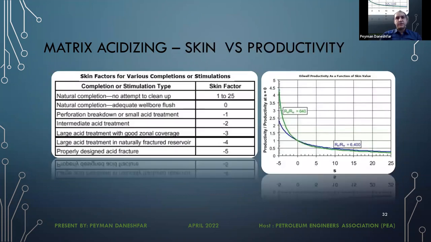As you can see here, it's a table. This is a natural completion. The skin factor may be 1 to 25, but with some types of matrix acidizing, you can decrease the skin factor to minus 5, minus 4, minus 3. And remember, this is the graph that shows that if the skin factor decreases, our productivity will increase.